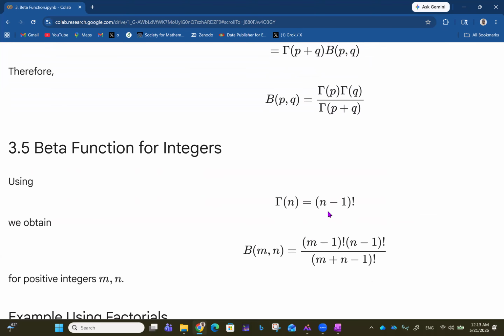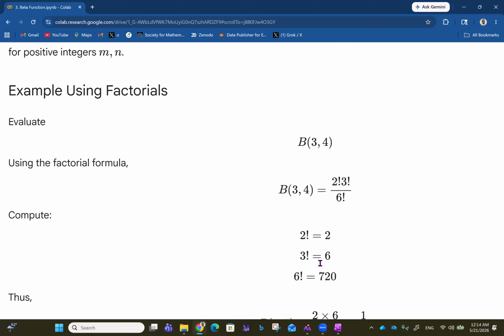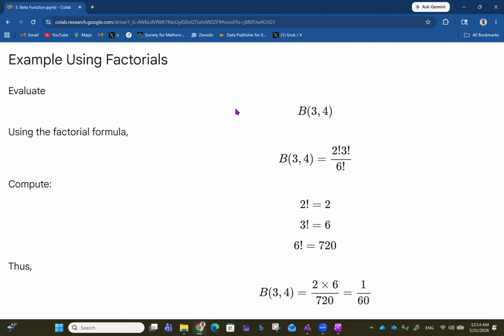So using gamma n being equal to n minus 1 factorial, we can obtain that beta m, n is the same thing as gamma m, gamma n all over gamma m plus n. Gamma m is m minus 1 factorial, gamma n is n minus 1 factorial, and gamma m plus n will be m plus n minus 1 factorial, for positive integers m, n. So using factorials, now see, beta 3 comma 4 is simple using the factorial formula.